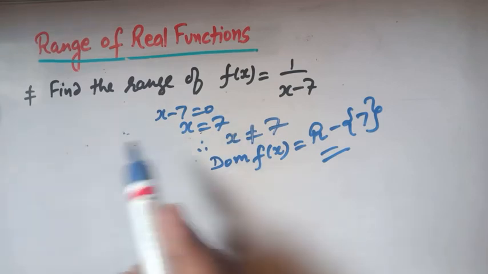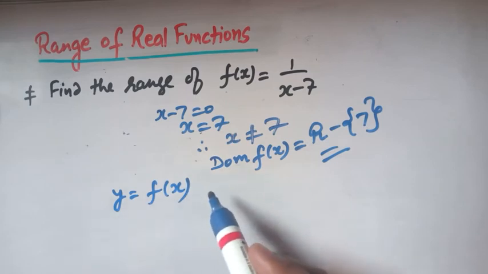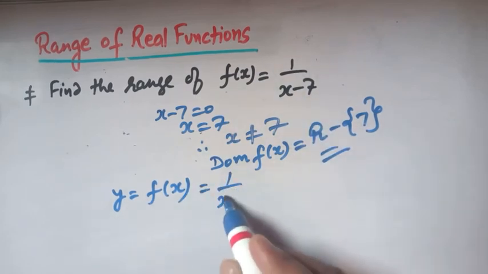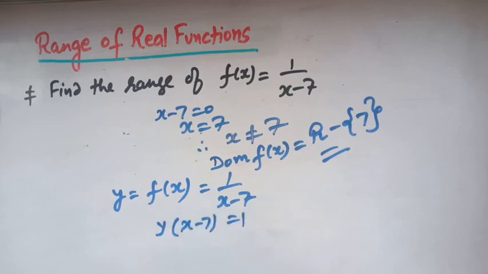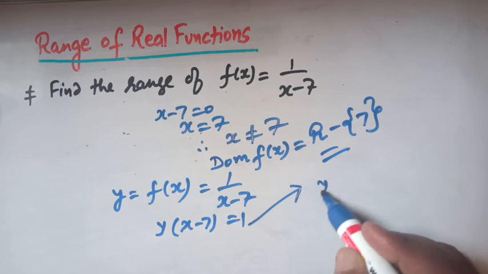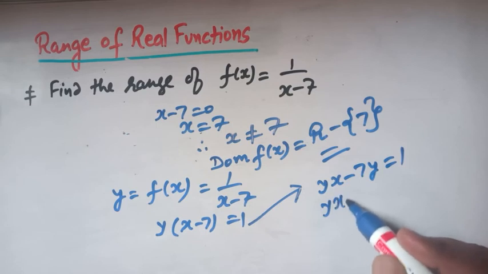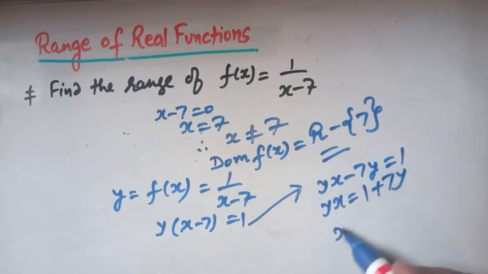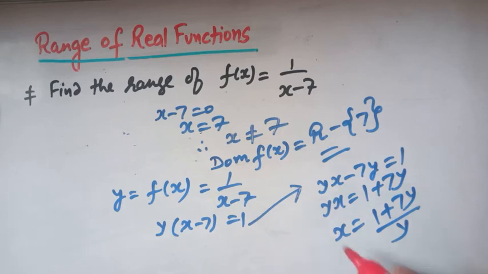Now to find the range, we'll assume y is equal to f(x). Now this f(x) is 1 over (x minus 7). Now we multiply (x minus 7) with y. So what we'll get? y times (x minus 7) is equal to 1. Then we get yx minus 7y is equal to 1, and yx is equal to 1 plus 7y, and x is equal to (1 plus 7y) over y. Clear? So here we have expressed x in terms of y.